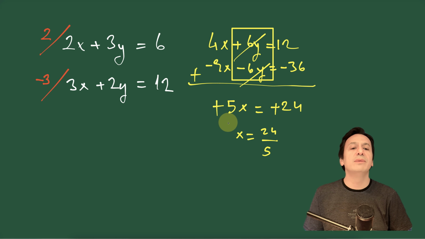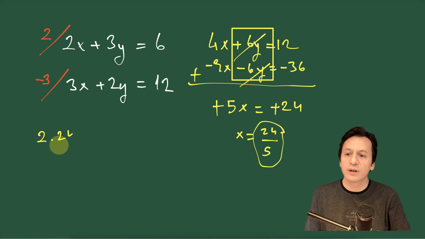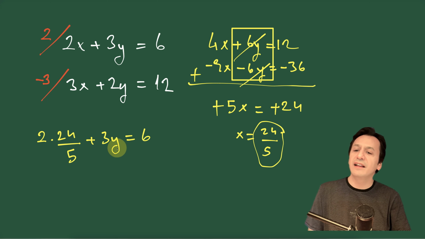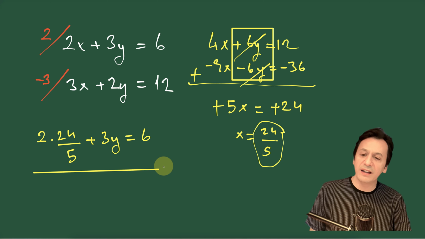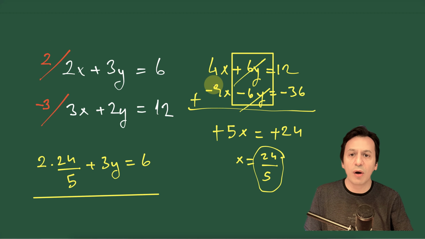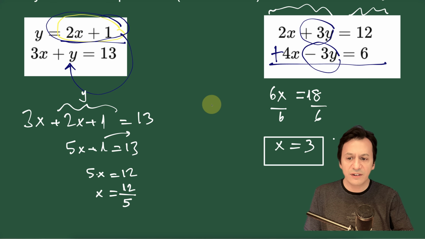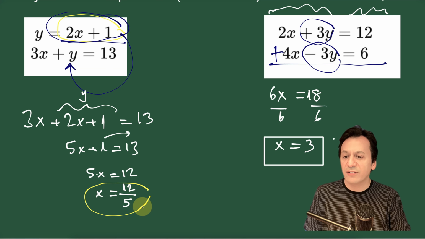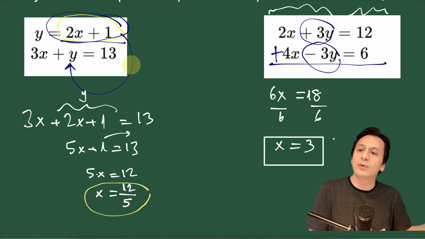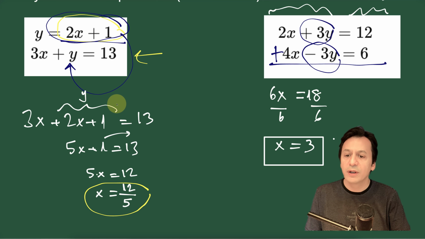I can write this instead of x and then find y, like 2 times 24 over 5 plus 3y equals 6. And then I can do the rest just like I did the ones in the beginning of the video. Or when I have these systems, suppose I found x, I have an x value. If I use this x value in any of these equations, I can easily find the other value. Let's try it with this one now. Which one seems easier? Okay, let's do this one.